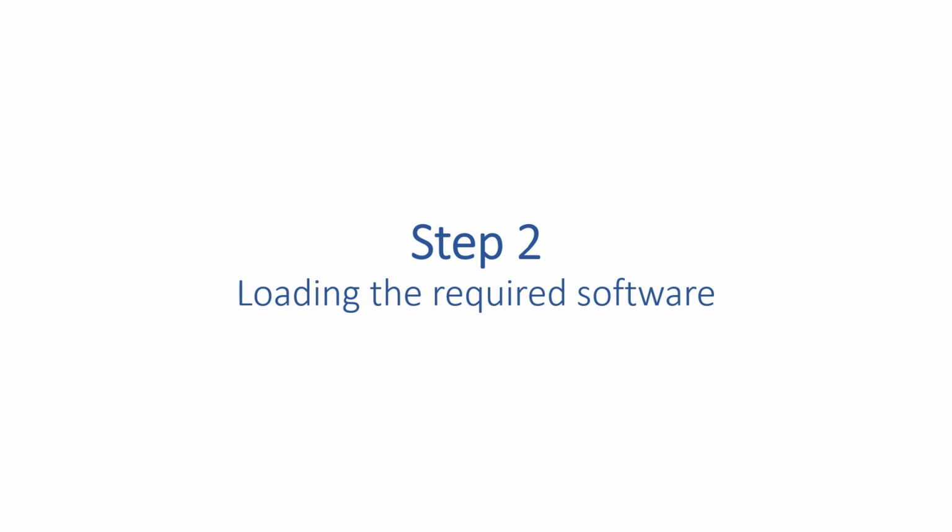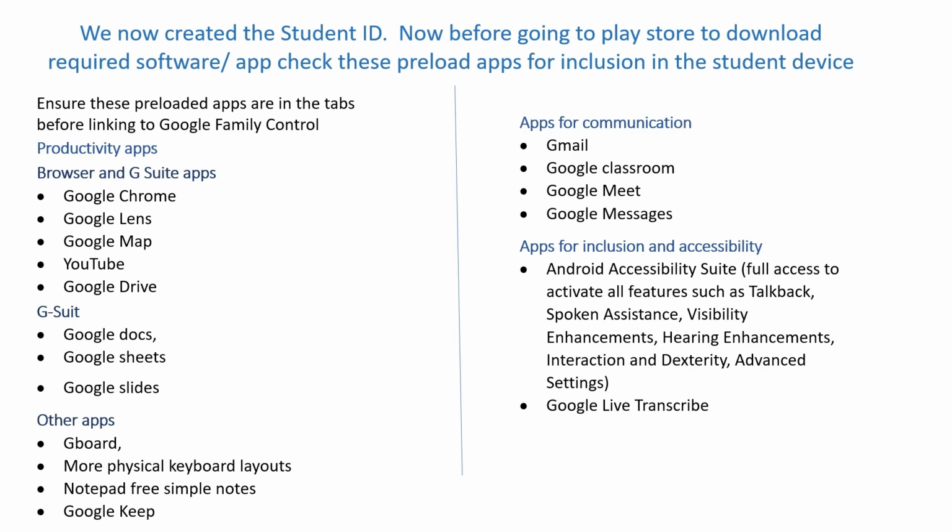Step 2, loading the required software. Now you have created the student ID. Before going to Play Store to download required software and apps, check these preloaded apps for inclusion in the student devices. Every student device will have preloaded software based on Android. So ensure these preloaded apps are in the tabs before linking to Google Family Link. Once you link the device to Google Family Link, that device will not allow downloading any more software without your permission.